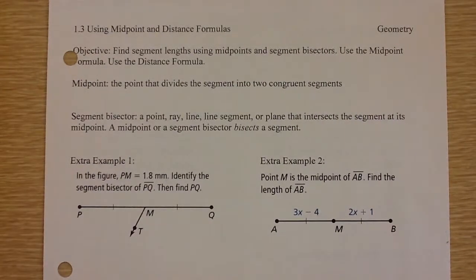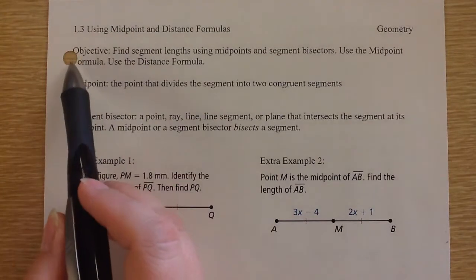Right, section 1.3, using midpoint and distance formulas. Okay, first our objective for today is to find a segment length using midpoints and segment bisectors, and we're going to use the midpoint formula and use the distance formula. The F kind of got cut out there, that's an F formula.